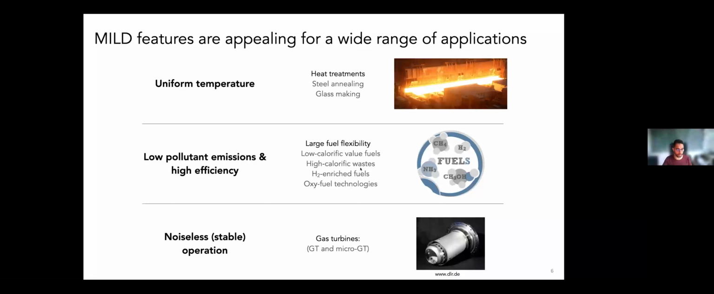It is used, and it's very promising for a number of technologies. It's used, for instance, in heat treatments, steel annealing, glass making. It's used for its large fuel flexibility to deal with low calorific value fuels, hydrogen-rich fuels, oxy-fuel technologies, because of the low pollutant emissions and high efficiency. And for the virtue of being very noiseless, it's also being considered, and there are several applications of that, especially from DLR on gas turbines. So here I showed the three virtues of this regime and the applications, if you want.